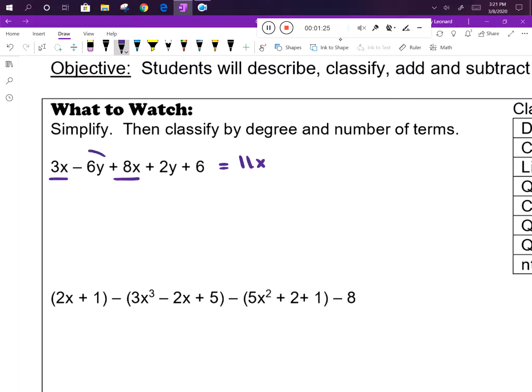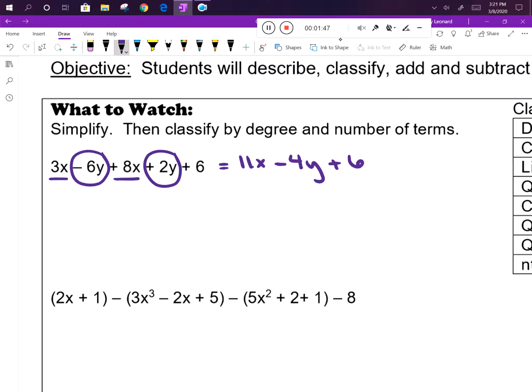And then I see that I've got a negative 6y and a positive 2y. Those are also like terms because they both have a y with a degree of 1. Well, negative 6 plus 2 is negative 4, so that means we have negative 4 y's. And then there's that plus 6 with nothing to combine to, so we just write plus 6 at the end.